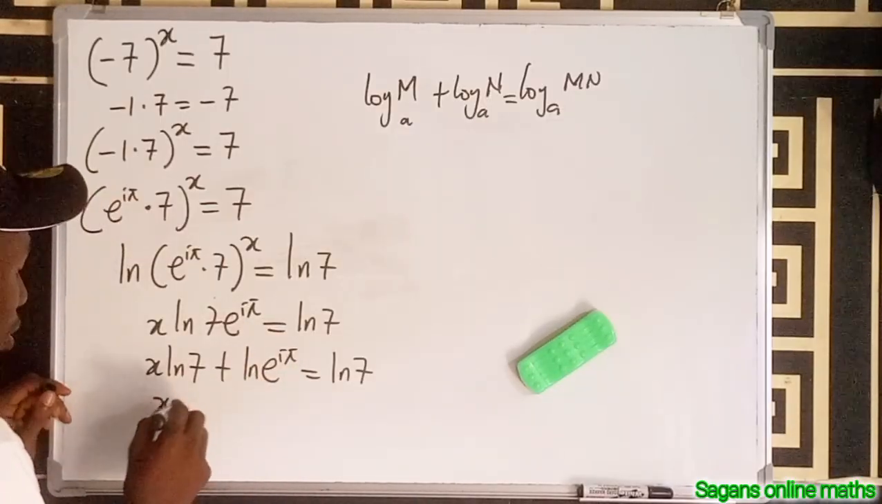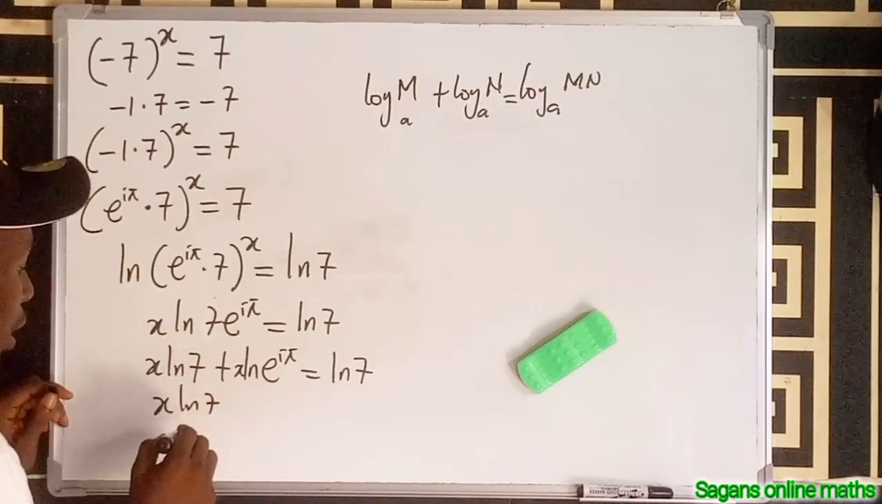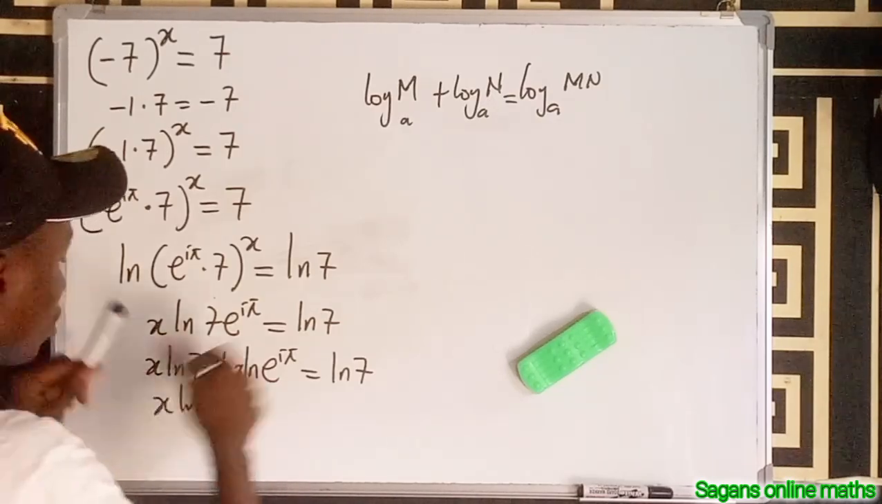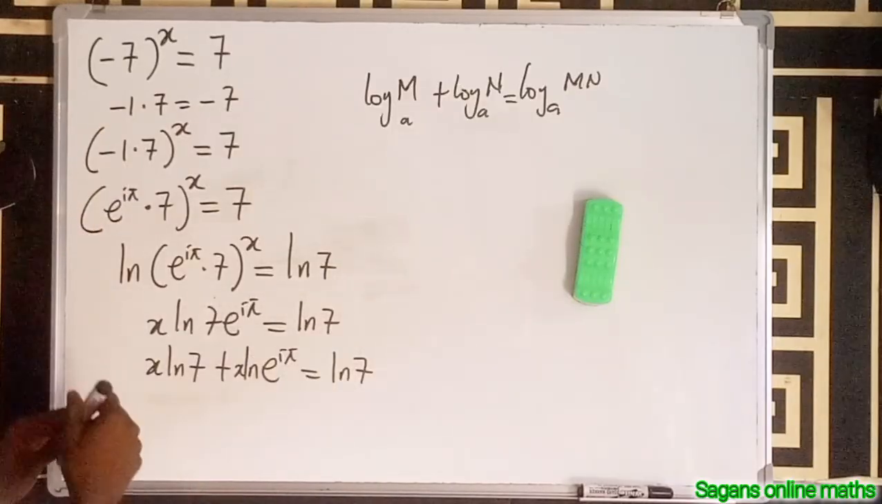S, here is x. S ln 7. Then, sorry, for your, let's factorize. So what is common here? You can see that s is common, right?